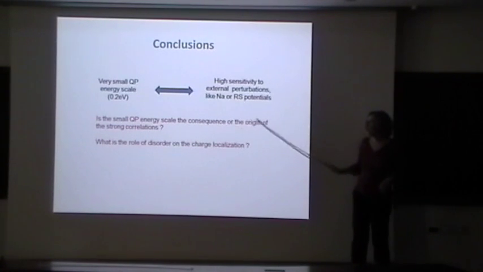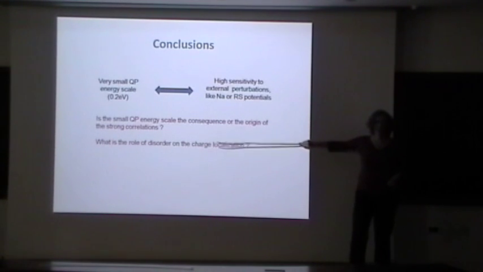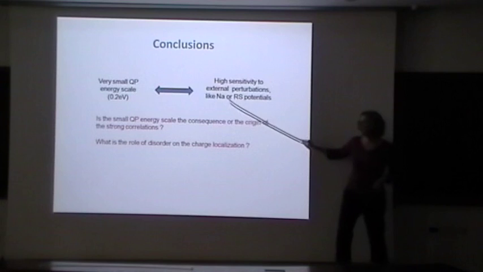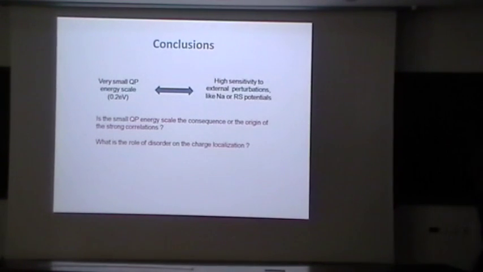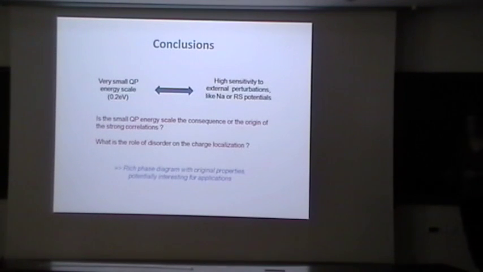Then maybe we should start from this kind of potential that is also creating some kind of disorder for electrons in the cobalt-oxygen plane, and that maybe it's creating this small quasi-particle energy scale. But I think in any case, this creates this rich phase diagram with original properties that are interesting for fundamental reasons and also for applications.